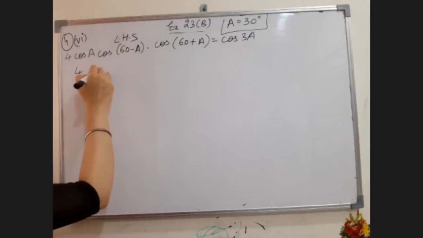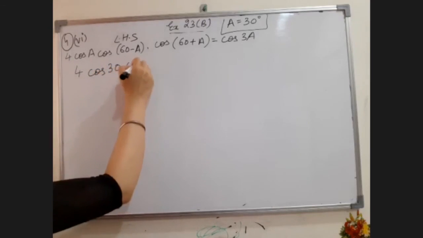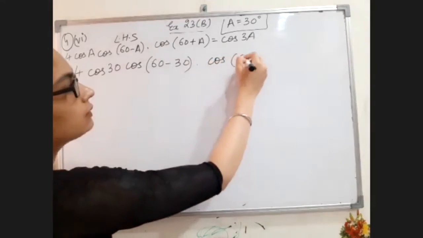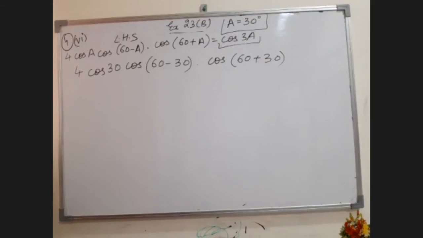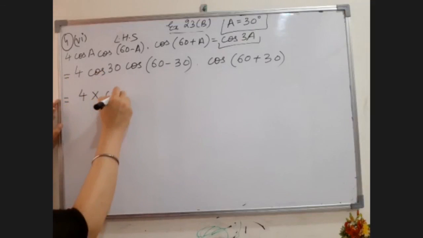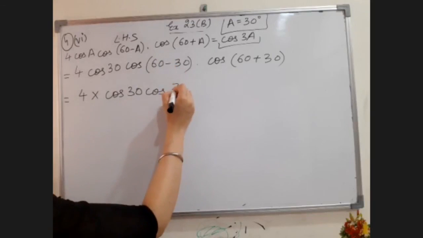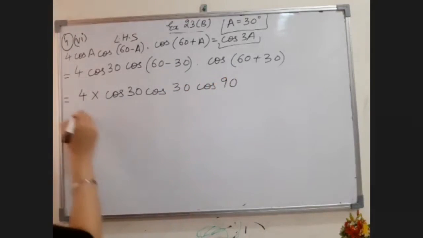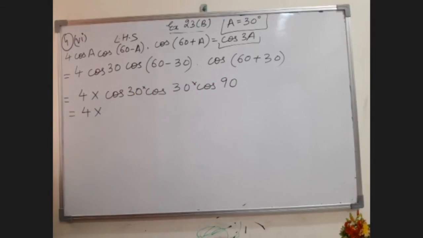So 4 into cos A, in place of A, what should I write? 30 degrees. 60 minus 30 into cos 60 plus 30. See, I'm just substituting the value. Now this side is the right hand side, so first I am solving only the left hand side. 4 into cos 30. First let's solve this. So cos 30, cos 60 minus 30 is 30, 60 plus 30 is 90. So 4 into, now all these are written together, that means all these are getting multiplied.